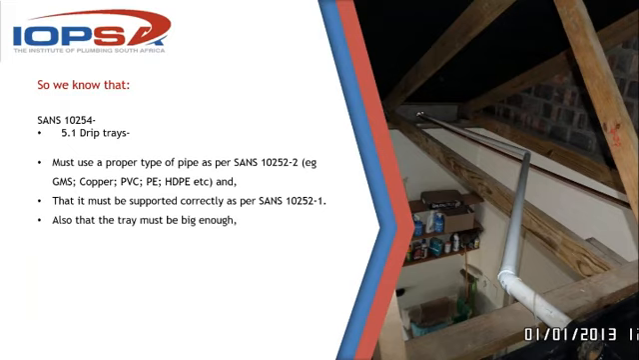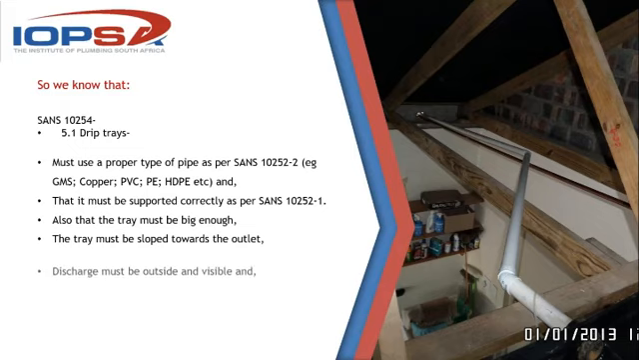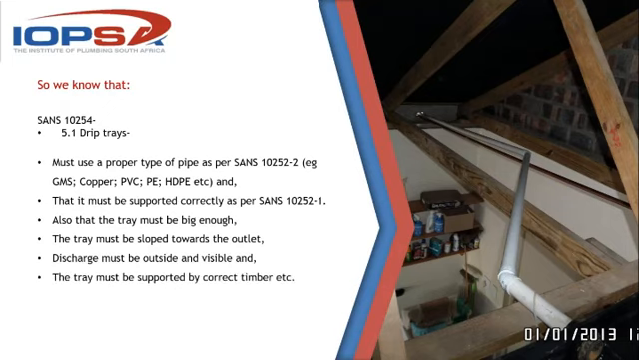These are our other requirements within 10254. It must be big enough to cover all the appurtenances as well as the geyser itself. The tray must be sloped towards the outlet. The discharge must go outside and must be visible. And the tray must be supported correctly with the correct timber, etc. So those are just a couple of other notes that we know about.